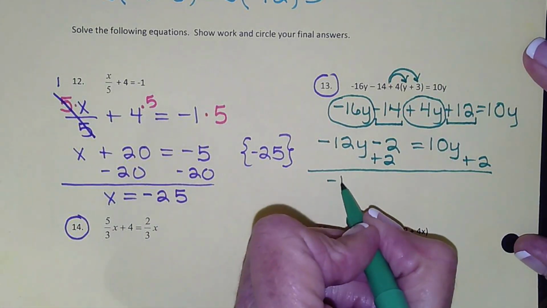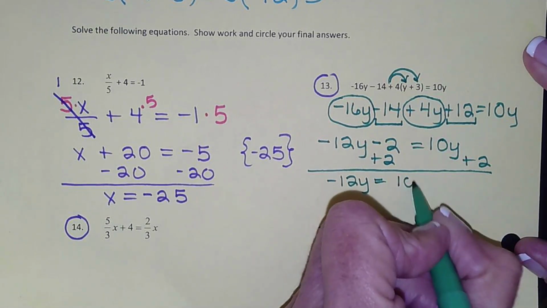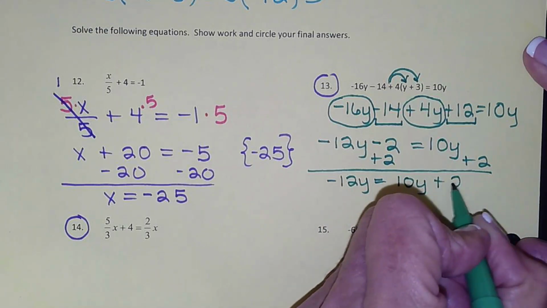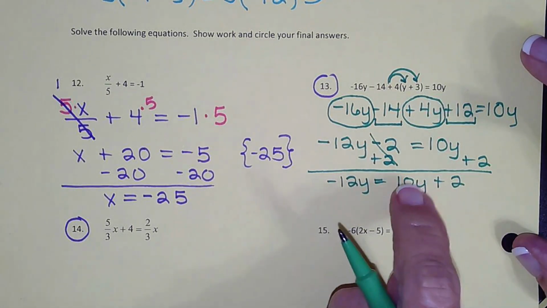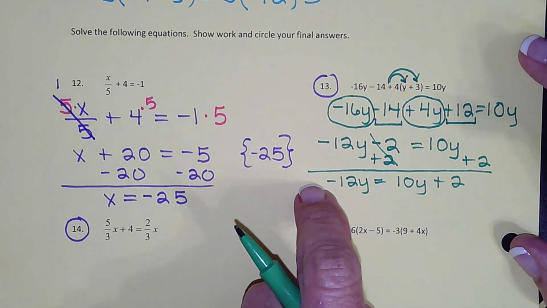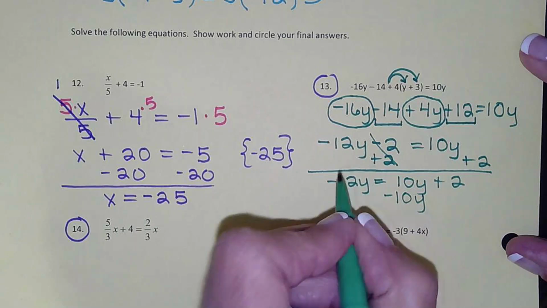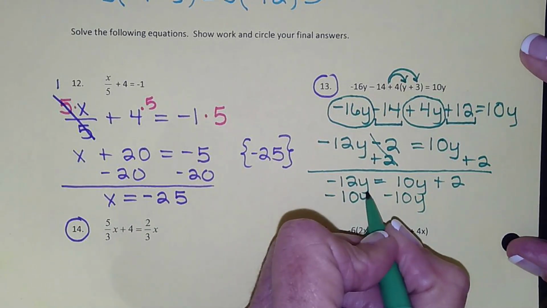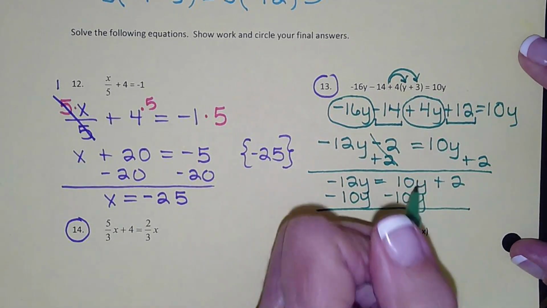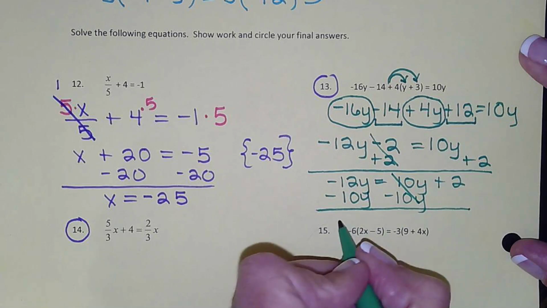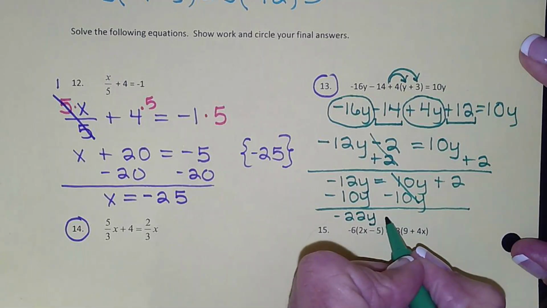So that leaves me with negative 12y equals 10y plus 2. So all of my constants are now on the right. Now I need all of my variables to the left. And I will tell you this is one of the most missed on the test, and I'll show you why. So when you check your work, see if you did this. So this is negative 22y equals 2.